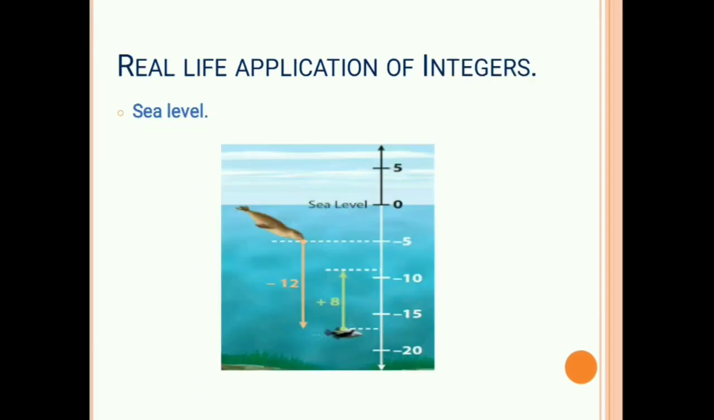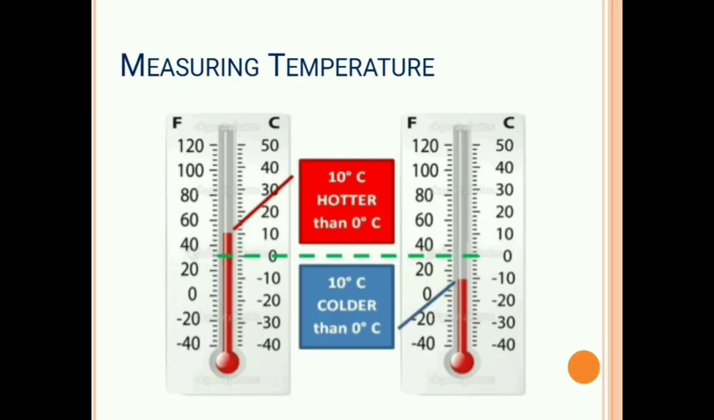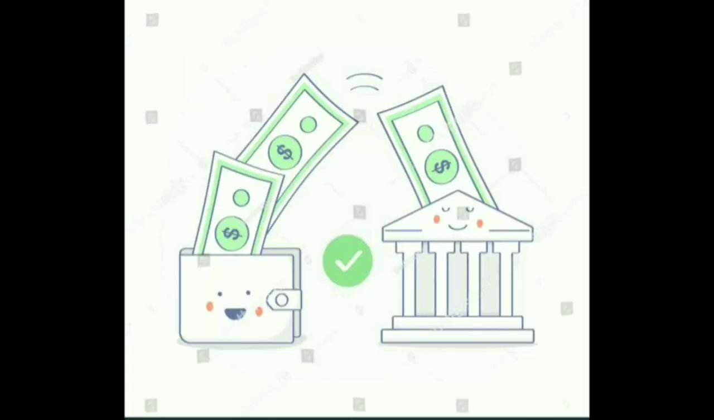Now children, we will discuss some real life applications of integers. Now here you can see the picture of the sea. Okay, now see, 0 is sea level, that is the ground level. Now above the 0, all is positive, and below the sea level is negative. The next is the temperature. Now positive is above 0 degree Celsius, and negative is below 0 degree Celsius.